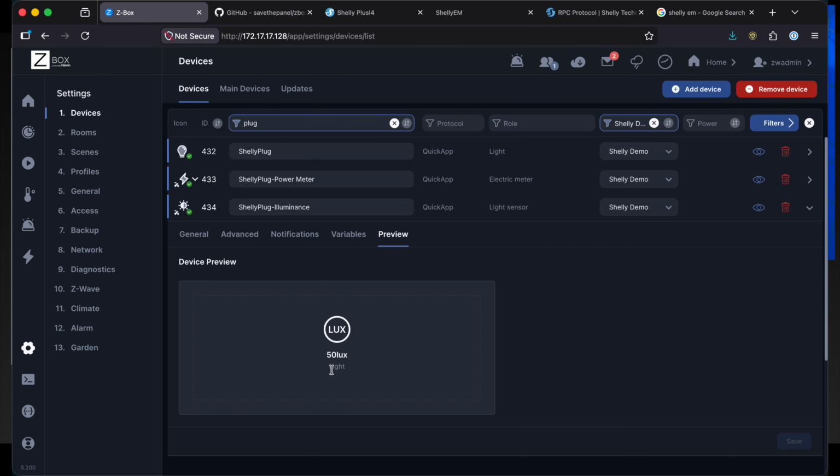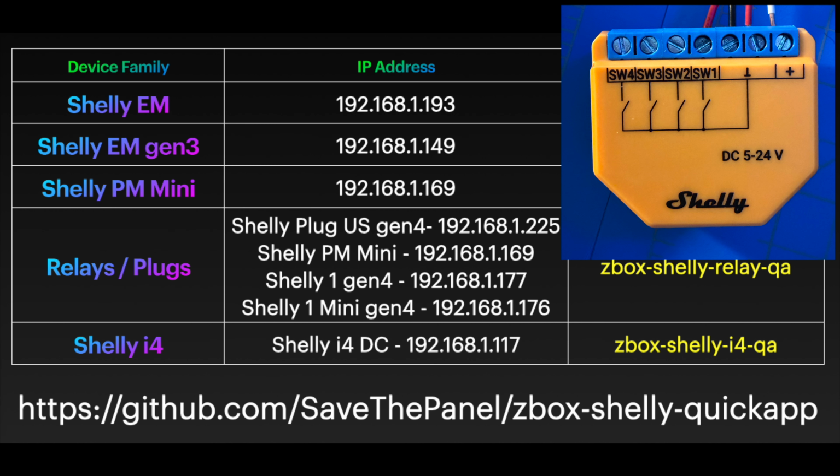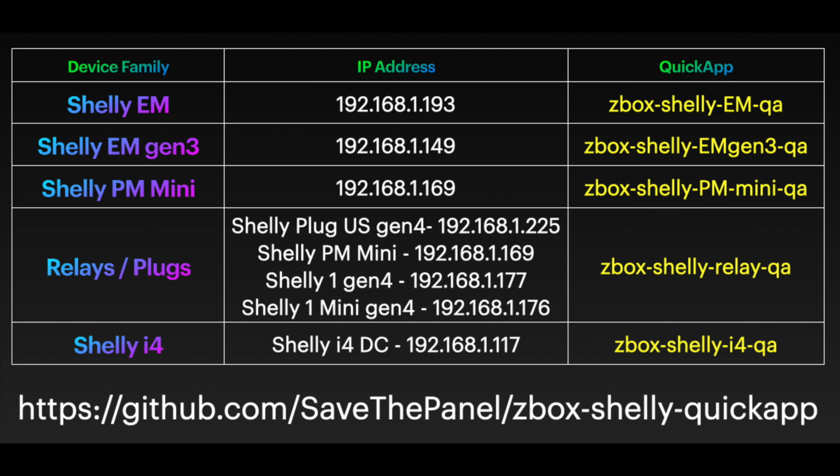And then lastly, the Shelly i4 needed its own quick app because it is a remote control device. There are some really big differences in the quick app for the i4. It works a little differently than the other quick apps in terms of how it polls, and maybe in future versions I'm going to spread some of that goodness to the other quick apps. We'll talk about that in a minute when we get into doing a little bit of a demo.